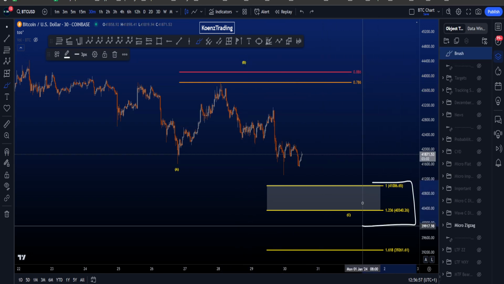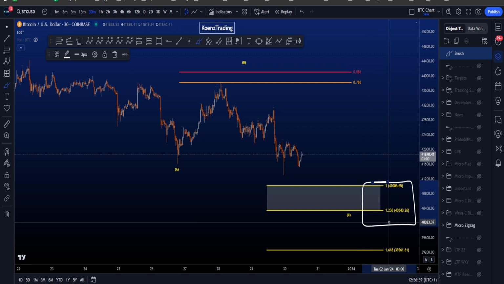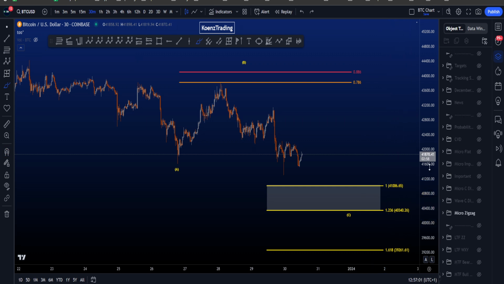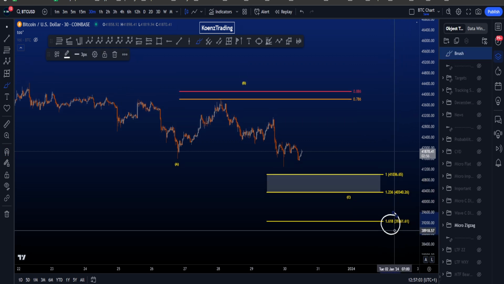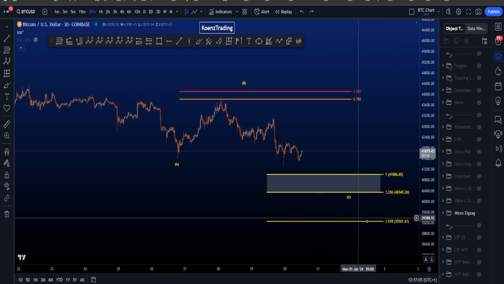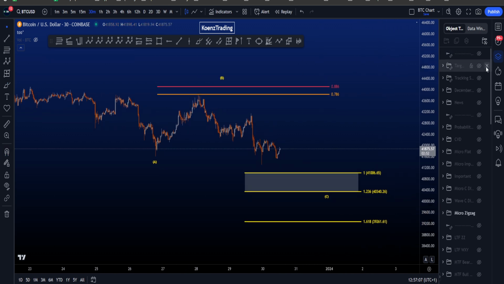This then gives us an area of interest for wave C between 41k and 40.3k, with the 1.618 being a less common target, but a target nonetheless at 39.2k.